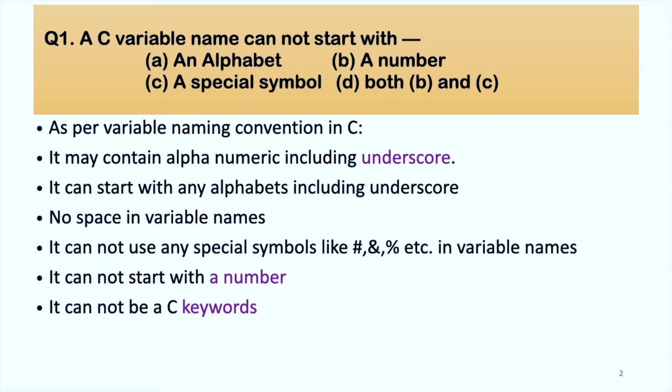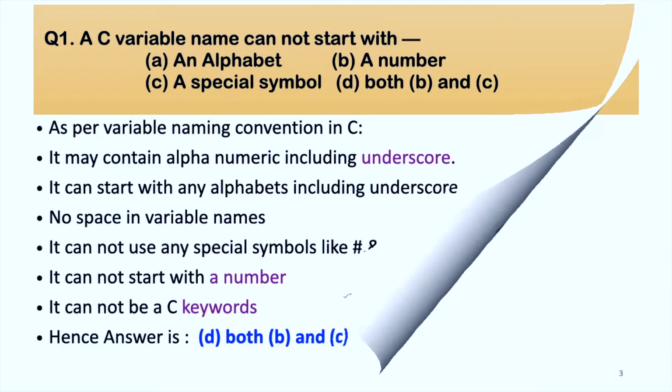So probably you got the answer. A C variable name cannot start with a number. It cannot start with a special symbol. So the answer will be B and C. That is D, both B and C is correct. Let's go to the next question.